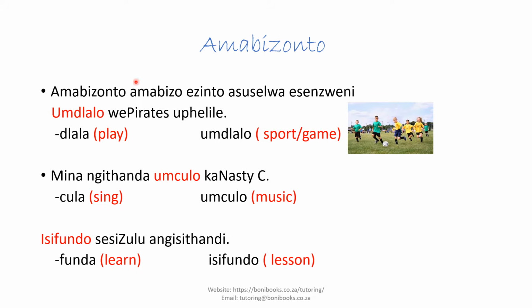Amabizonto. Into is a thing. So those are the nouns that refer to things. Okay, but what we can see here is that these nouns are taken from verb stems. Okay, let's look at our first sentence here.